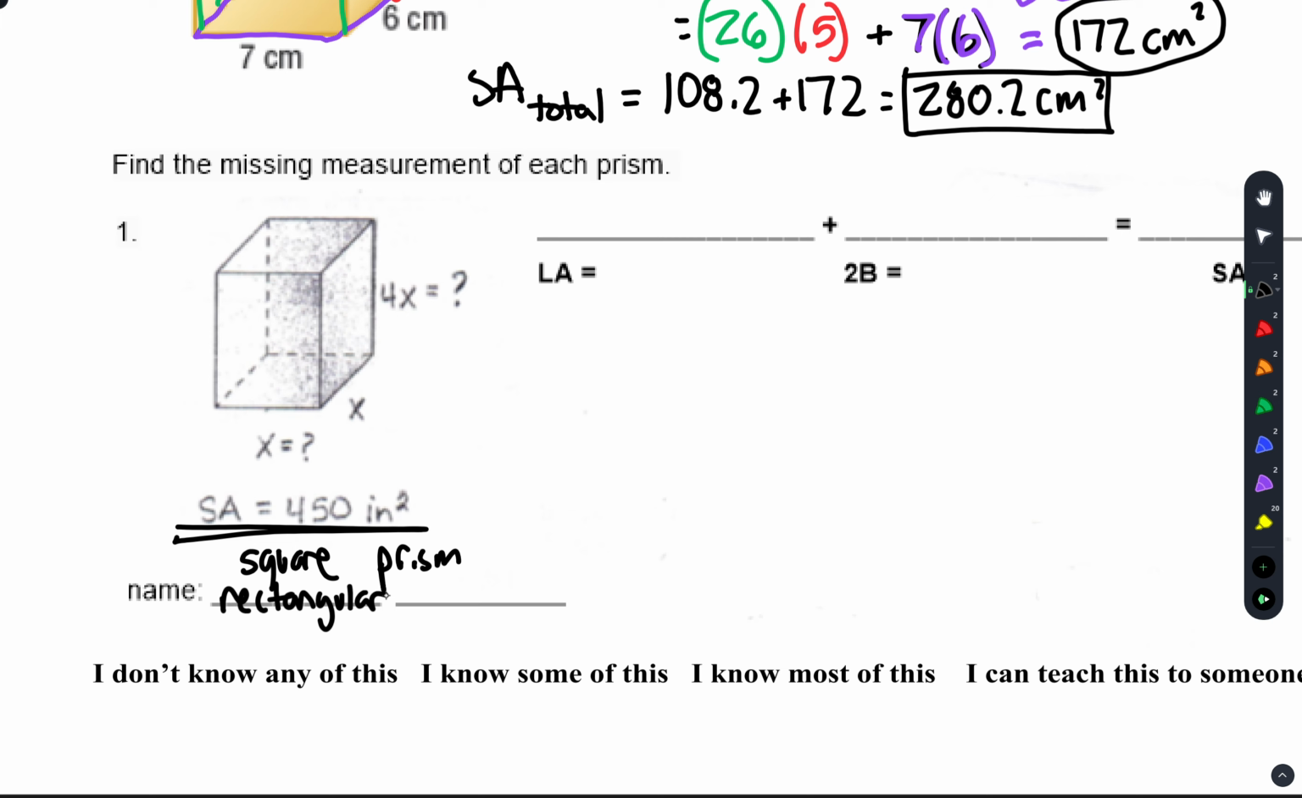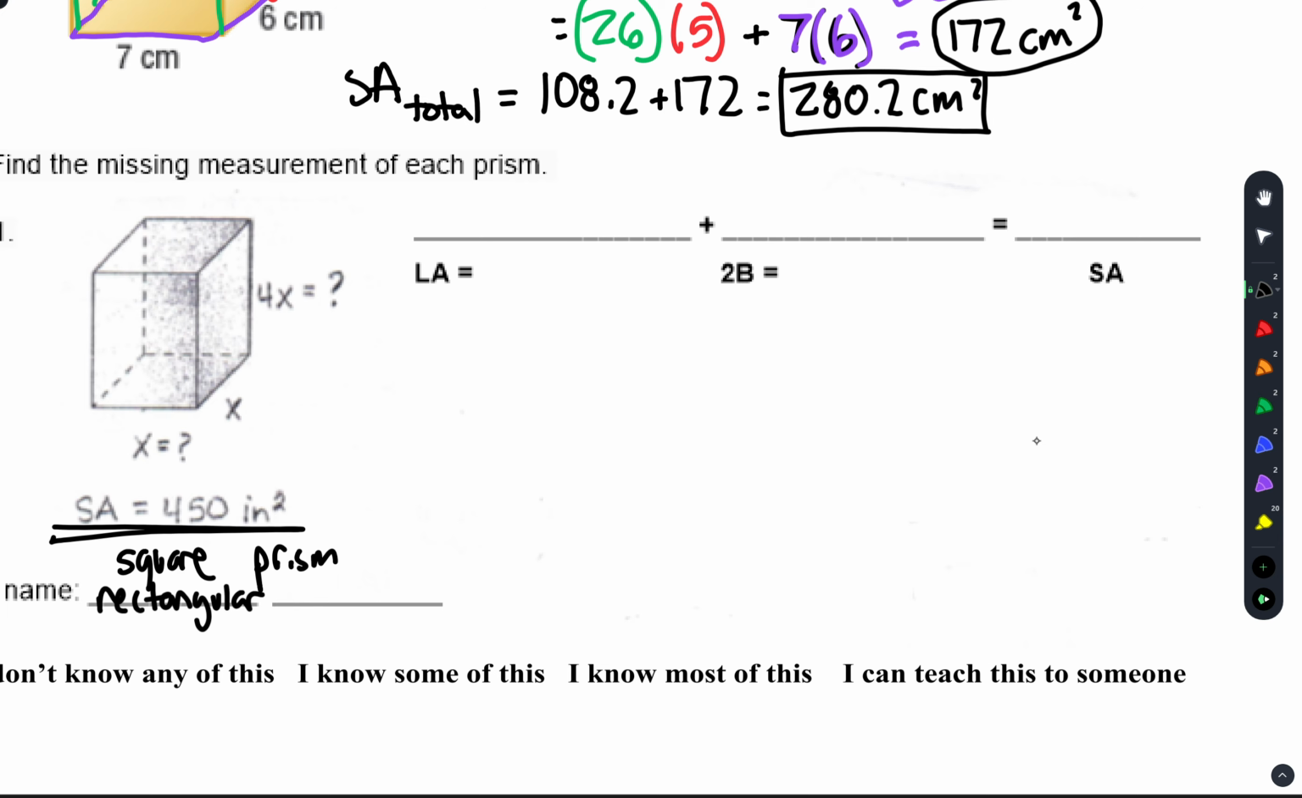Okay, so the pieces of my formula once again. Lateral area is represented by perimeter times height. Those are those lateral faces. And then I have 2 bases. Those bases are squares, so it's like base times height, or side squared, whatever you want to use there. And then I'm given the surface area. The surface area is 450. So I'm going to set my entire equation equal to 450 inches squared.